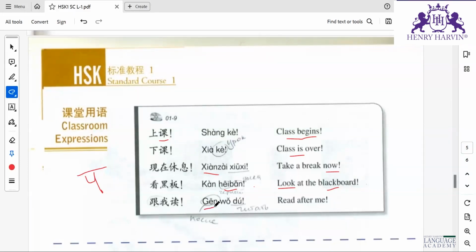Kan is with, Wo is I or me, and Tu is to read. So it is read with me, or read after me, like we say repeat. Okay. Kan wo tu. Read with me.